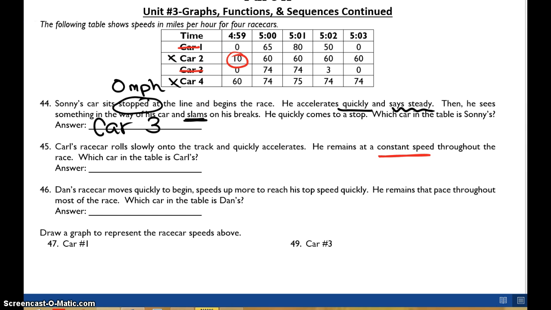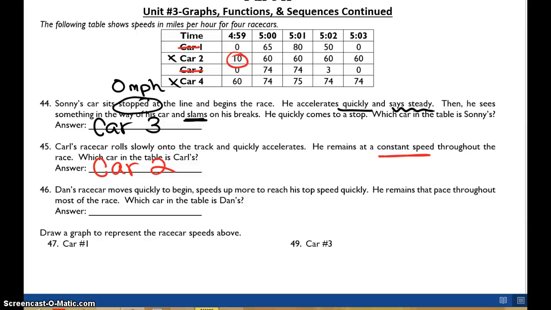Now he remains at a constant speed throughout the race. So if I'm looking at car 2, I want to make sure this is correct. So constant speed, 60 miles per hour, 60, 60, 60. So I think that's pretty much a giveaway that this should be car 2. Now our last situation we know should either be car 1 or car 4 if we did the first 2 correctly, which I'm sure we did.